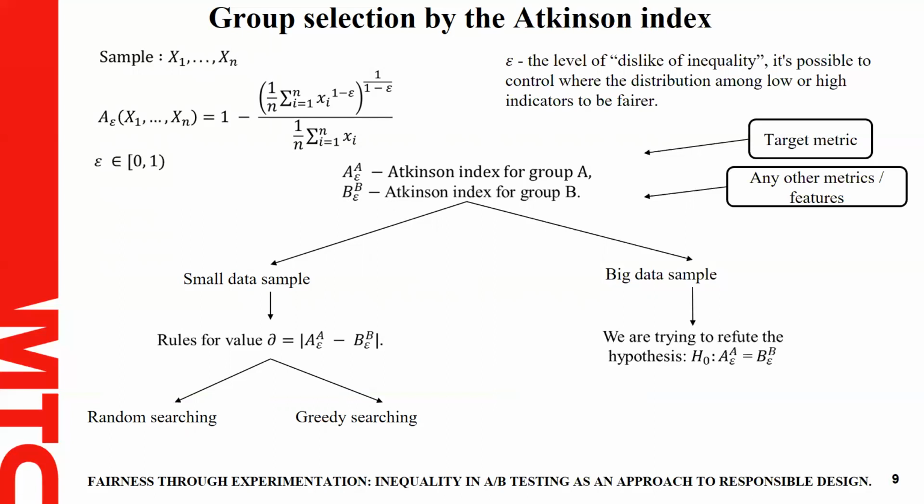The sample-based formula for the Atkinson index is similar to the exponential mean of 1 minus epsilon. Having calculated such an Atkinson index for groups A and B, for example, for our target metric or any other features in the historical period, we can, in the case when we have little data, just take the difference modulus and apply some kind of heuristic. And just as before, by random search or greedy search, find those groups that will satisfy us by all parameters. By default, an epsilon of 0.5 is used.